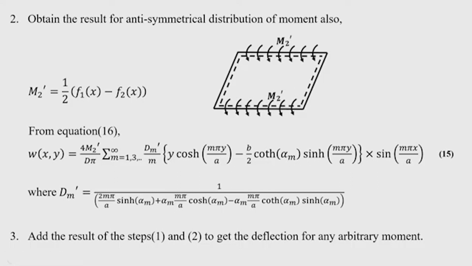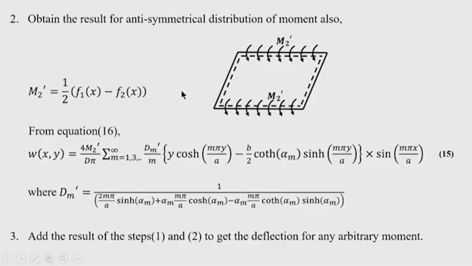So, in the first case we have to obtain the deflection of the plate using the symmetrical moment on the two edges as (10 plus 5) divided by 2, that is 7.5 kilonewton meter per meter. In the second step we will find the deflection of the plate for the antisymmetrical moment, which is imposed by using the moment value as (10 minus 5) divided by 2, that is 2.5.